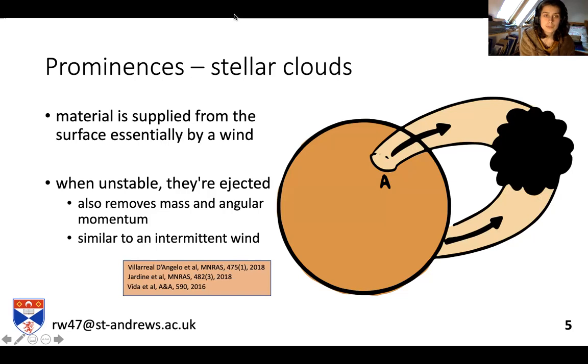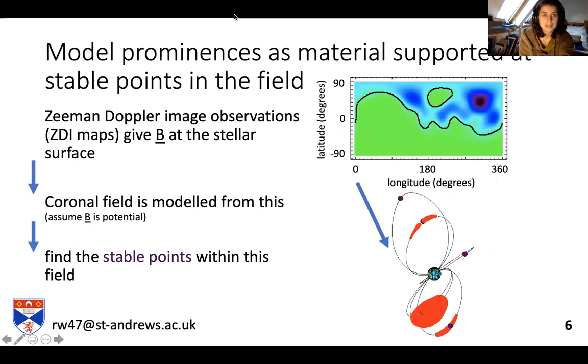They're formed by material that flows up the foot points of closed loops, and it then condenses. This is essentially like the stellar wind, only it's happening on closed field lines instead of open ones, and they can sit around for quite a few days, but eventually they become unstable, which can lead to them being ejected. If they're ejected, they're going to remove mass and angular momentum with them. And yeah, this is similar to a wind that kind of stops and starts as the field lines close and open again.